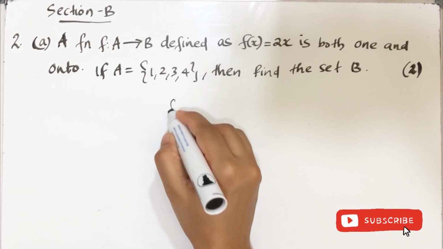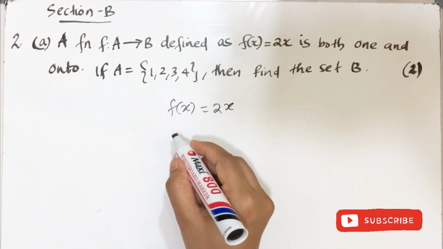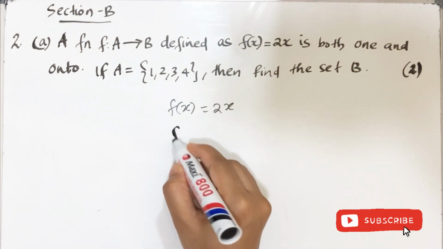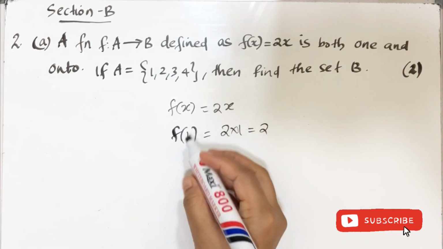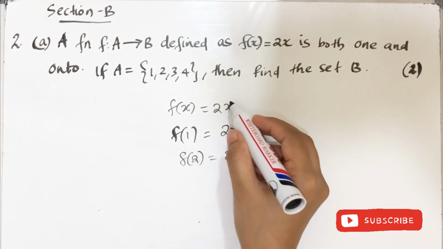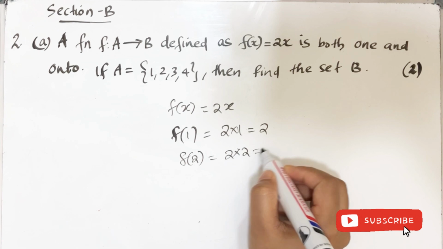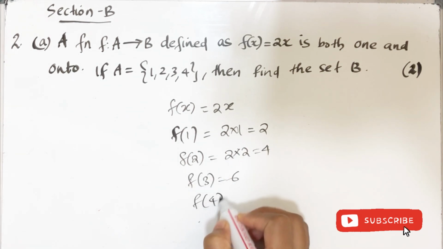Here the function is f of x is equal to 2x. Domain is 1, 2, 3, 4. Then what will be the image of 1? f of 1 will be 2 into 1, which is equal to 2. f of 2 is 2 into, instead of x, 2. 2 into 2, 4. Like that, f of 3 is 6. f of 4 is 8.